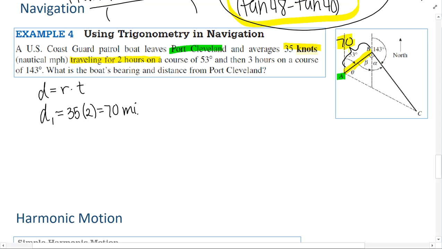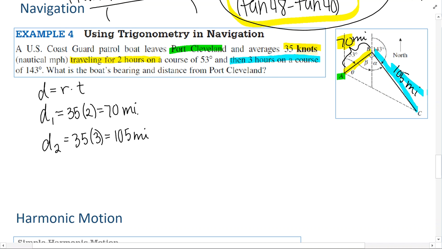Okay, so then we're going to do that again for the next course. Don't worry about the degrees right now. So then we go 3 hours on a course of 143 degrees. So it's still 35 knots. We're talking about this distance right here. I'll call that D2. So that's 35 knots at 3 hours, which is 105 miles. So this is 105 miles.